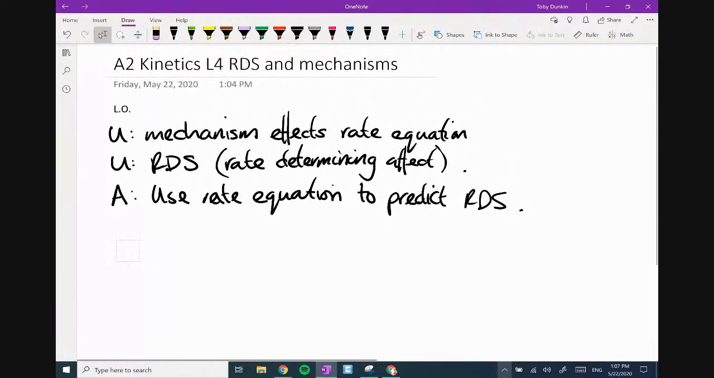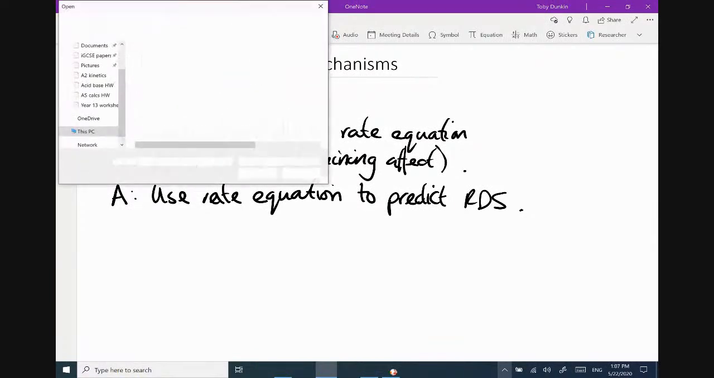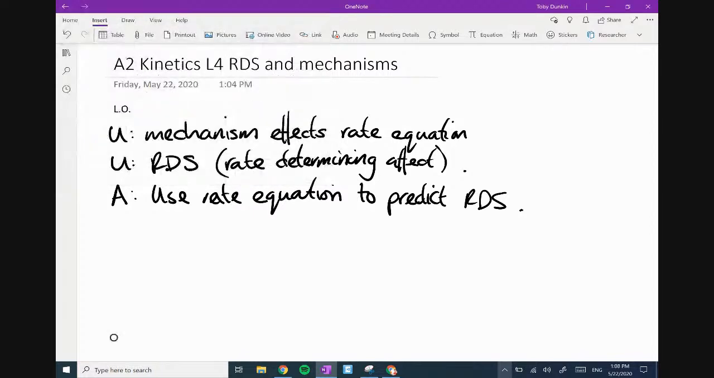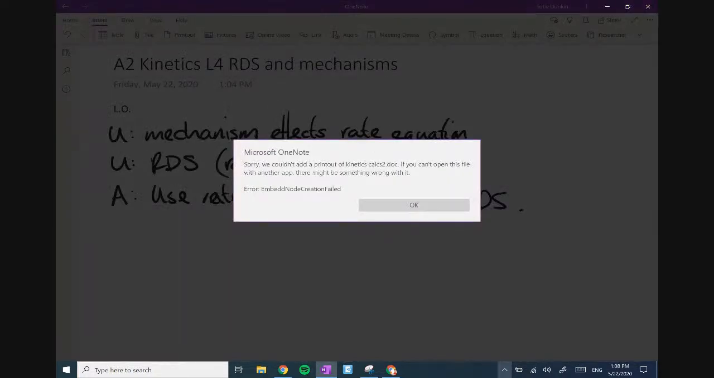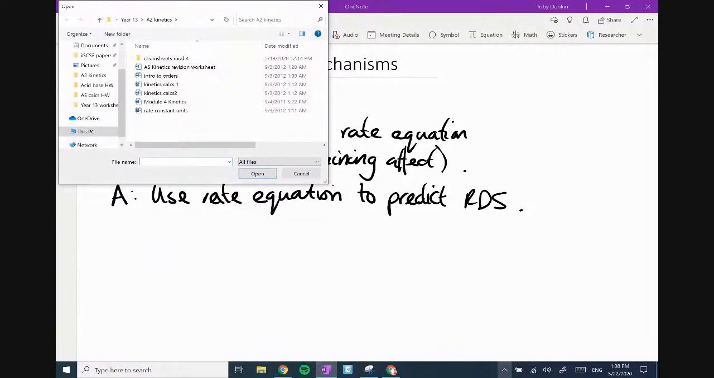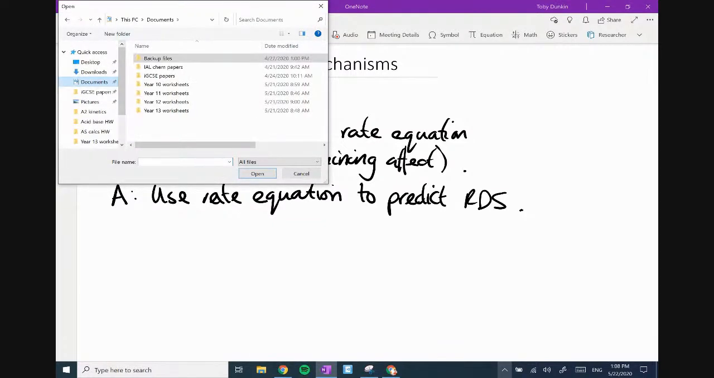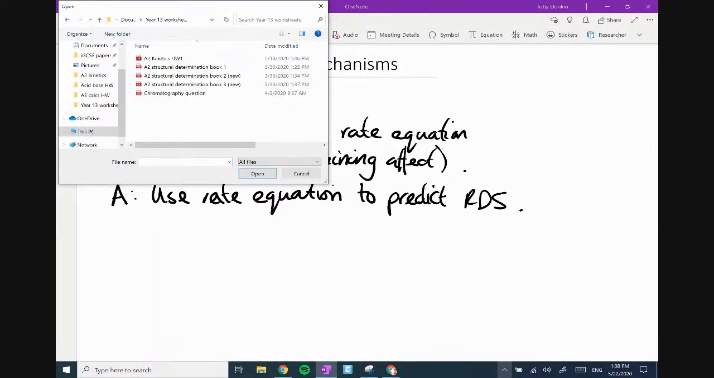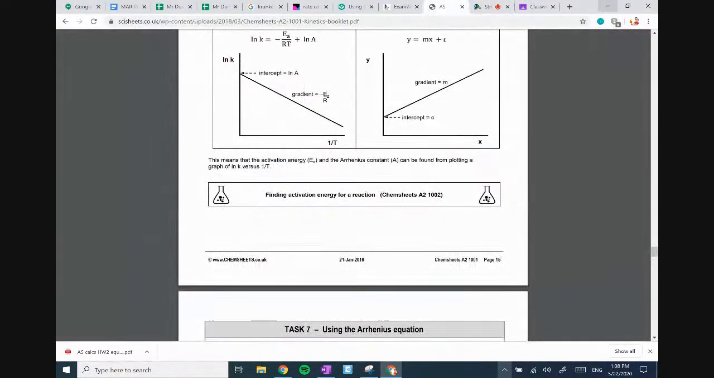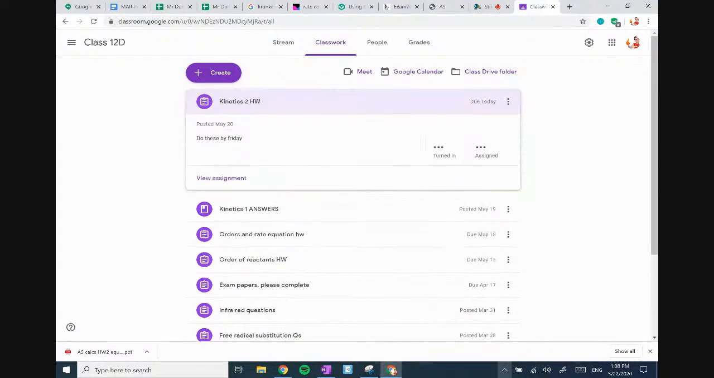Obviously, the first thing I need to do is go through the homework that I set you guys. So, insert printout. You guys were working on kinetics 2. Oh, sorry, we couldn't add your printout. That's odd. Documents, year 13 worksheets. Where's kinetics 2? There it is. Okay, I'll download it. Oh, it's a Word document.